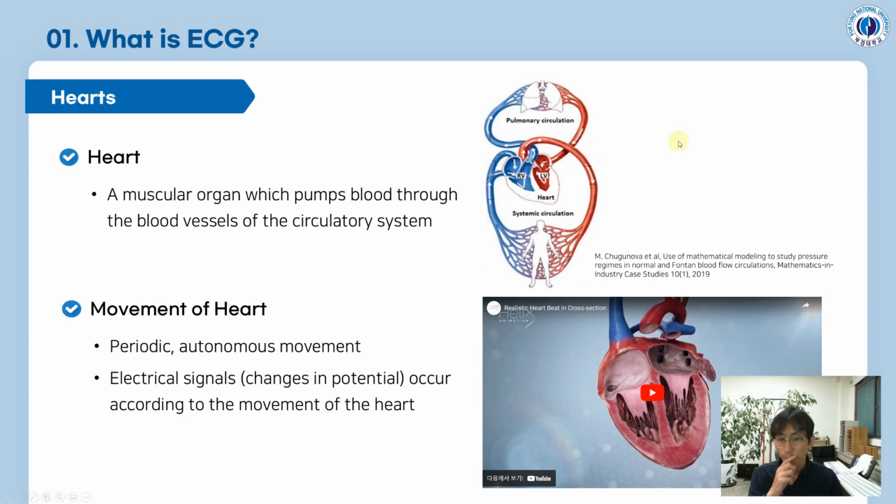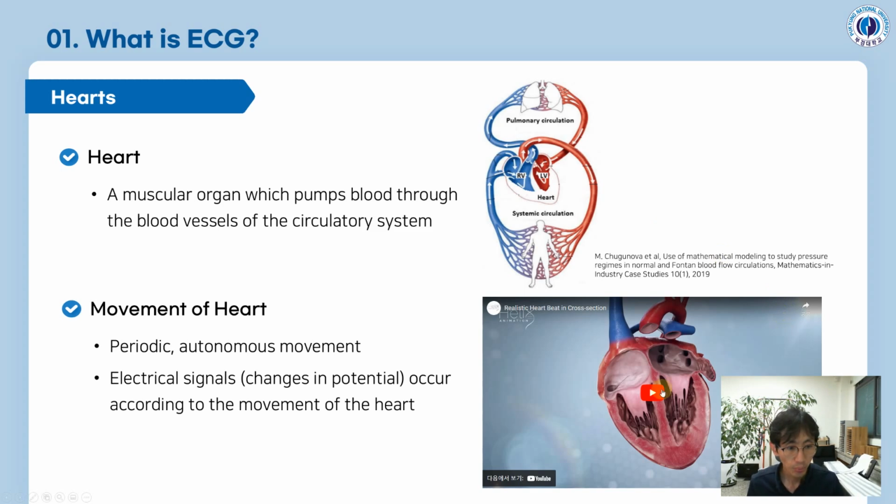Okay, so the heart is a muscular organ which pumps blood through the blood vessels of the circulatory system, right? So our blood is coming from our hearts and moves to our bodies, and then it comes back to our hearts. So it continuously moves, right? Without our hearts, it cannot move. So our heart works like a pump.